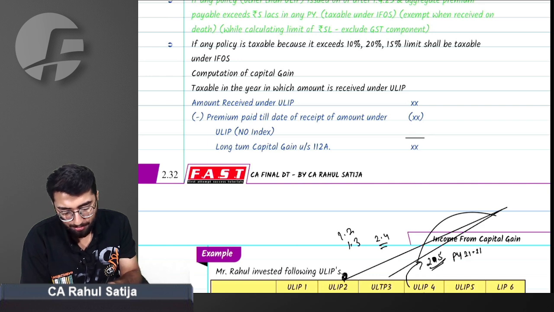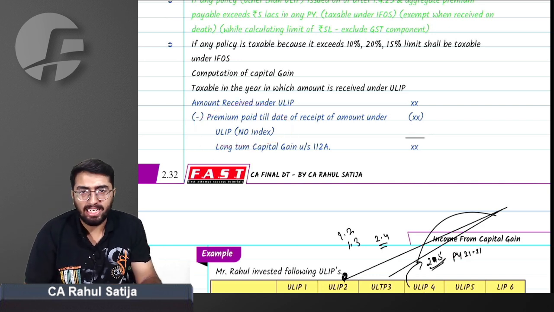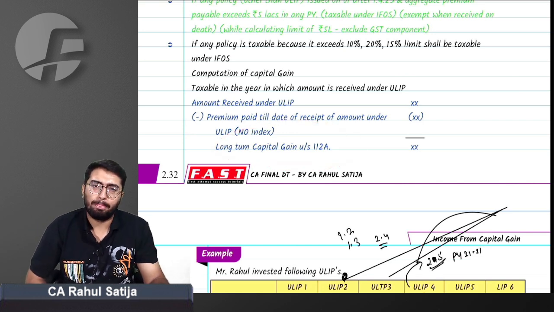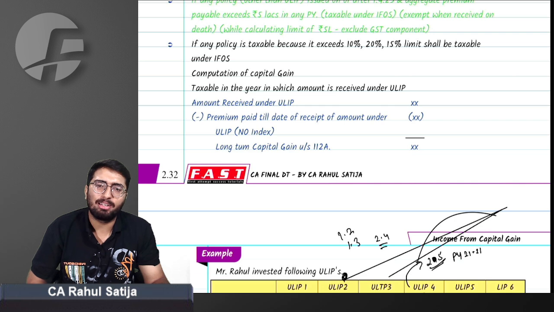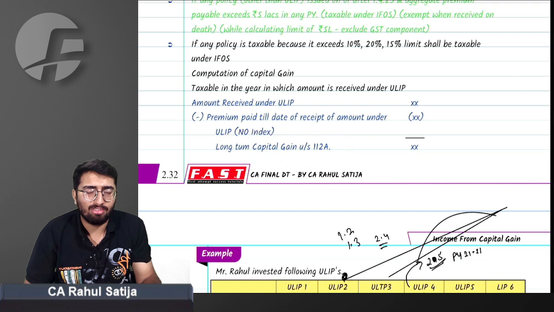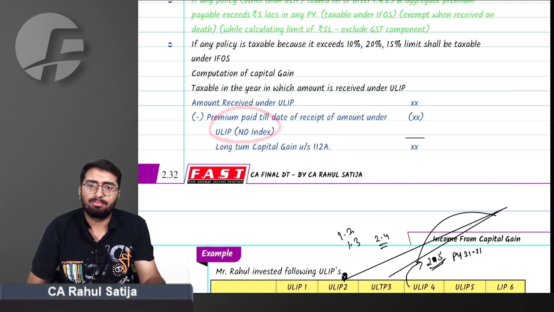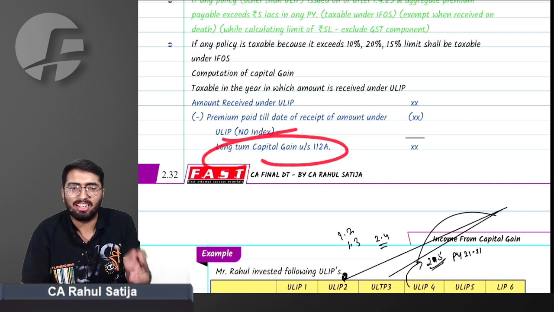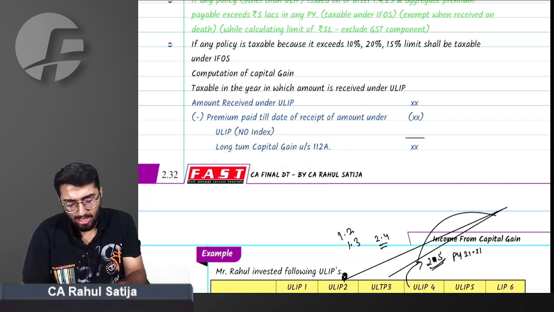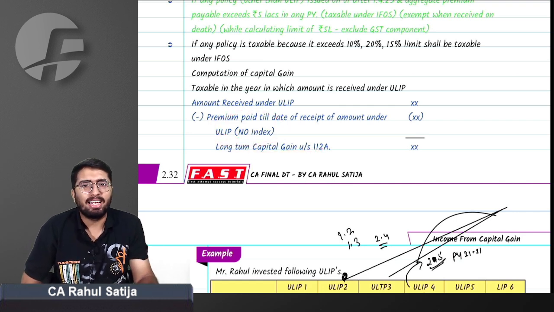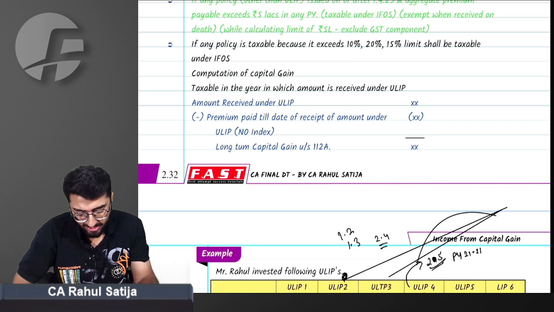And one thing to be remembered: on ULIP, you will not get any indexation benefit, and it will be taxable under section 112A, because ultimately you are investing in equity oriented mutual funds. So in case of long term gain, it will be taxable under section 112A, and there will be no indexation. Already you don't have any indexation for assets taxable under section 112A. It will be taxable at 10% on the amount exceeding 1 lakh rupees. Did you get this point or not? Yes, sir, we did get this point.